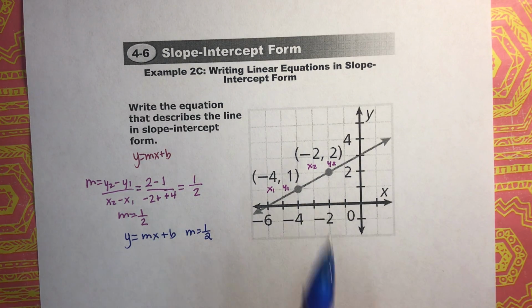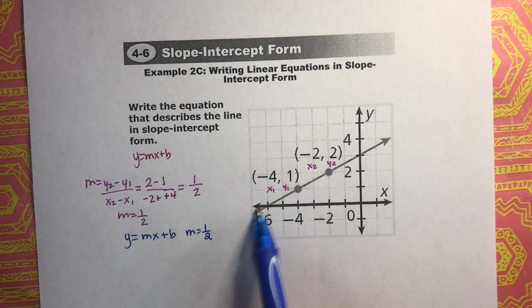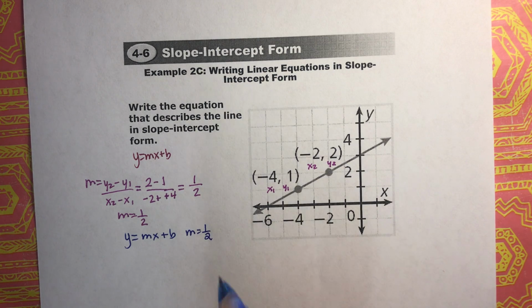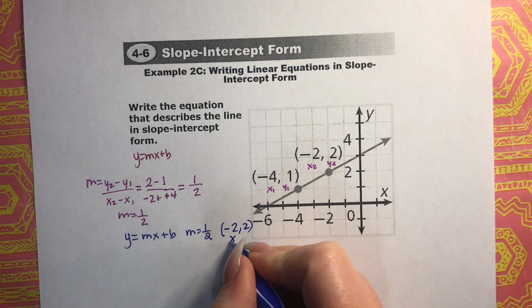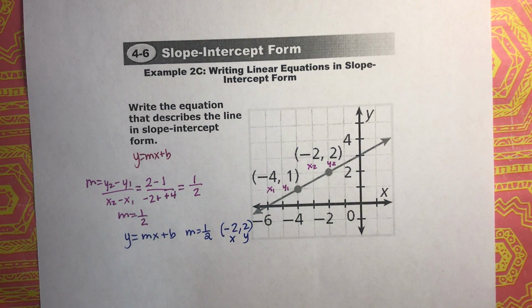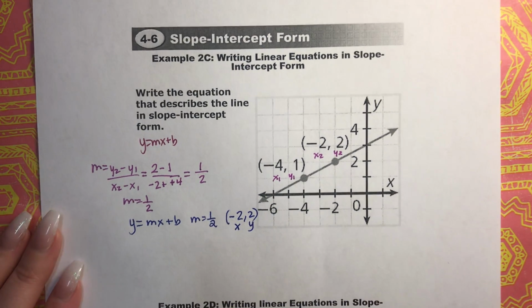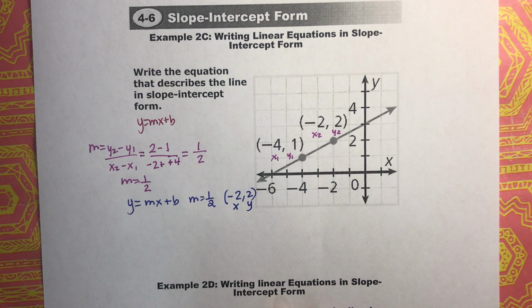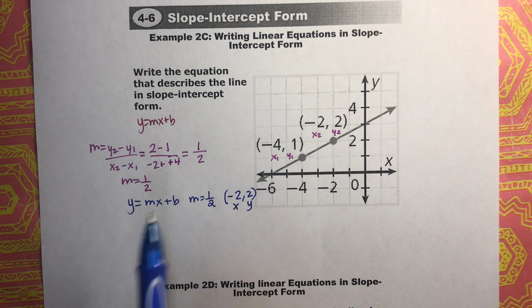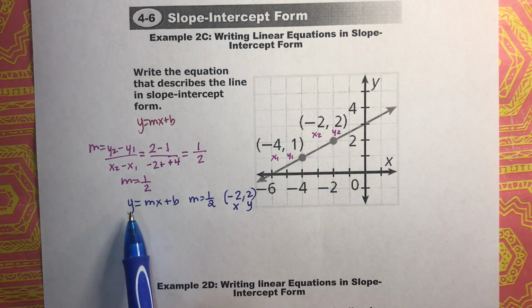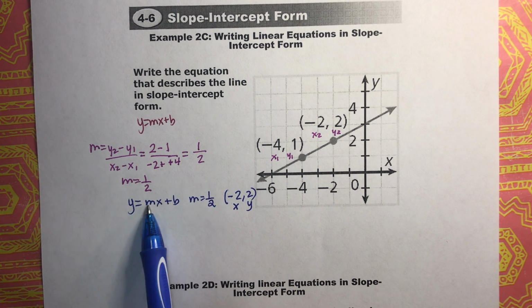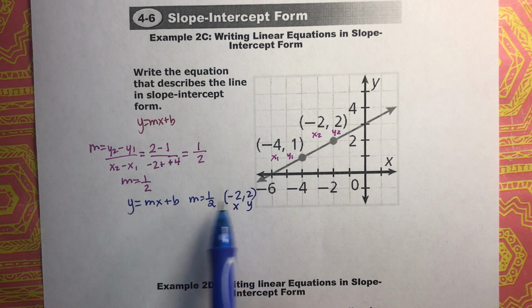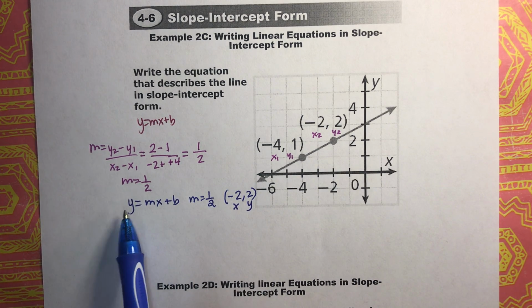And then I'm going to pick a point. It doesn't matter which point. We could pick either one. I think I'm going to choose this one. Negative 2, 2. And I'm going to call this my x, and this is going to be my y. All right? So then you see here in this equation, there's 1, 2, 3, 4 variables, or 4 letters. 1, 2, 3, 4, right? Well, here, I know one of them. I know the slope. I know an x value, that's negative 2, and I know a y value, that's 2.